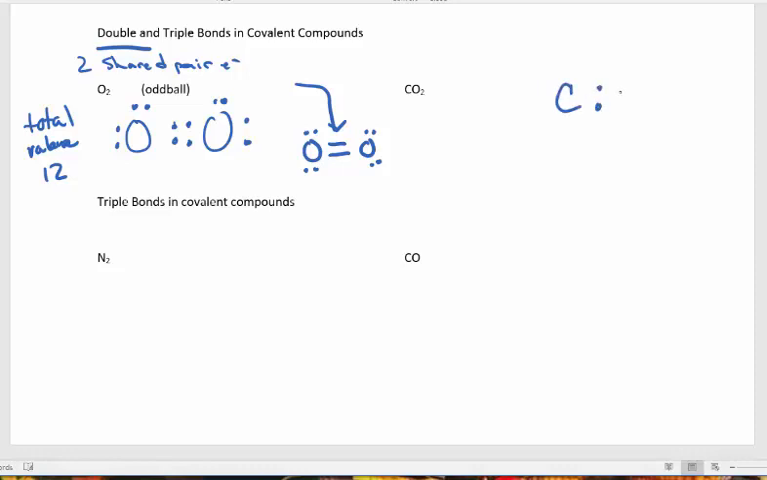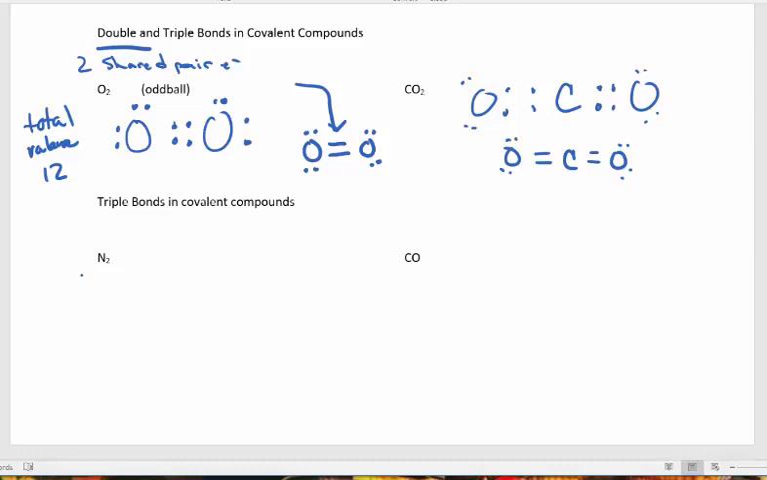It's going to share 2 with that oxygen and 2 with that oxygen, and then the oxygen will have 2 lone pairs. And again, don't worry about how I'm doing this right now. We're going to go over that in more detail. But those 2 would have 2 shared pairs.